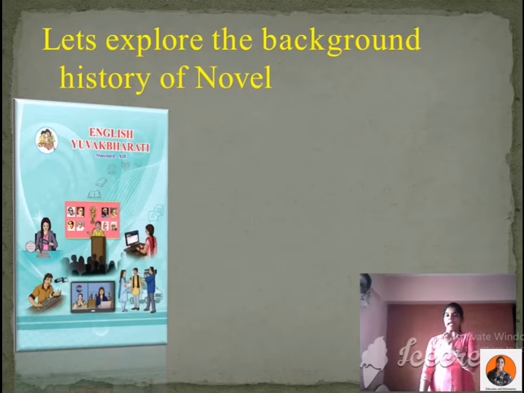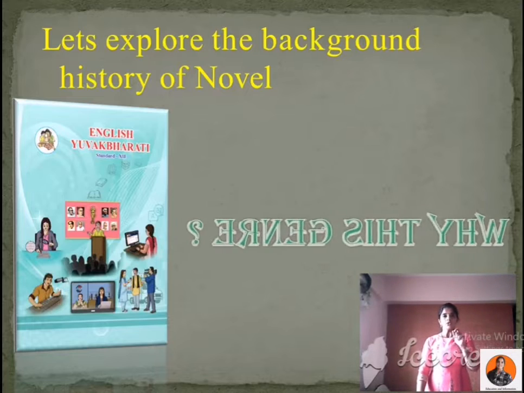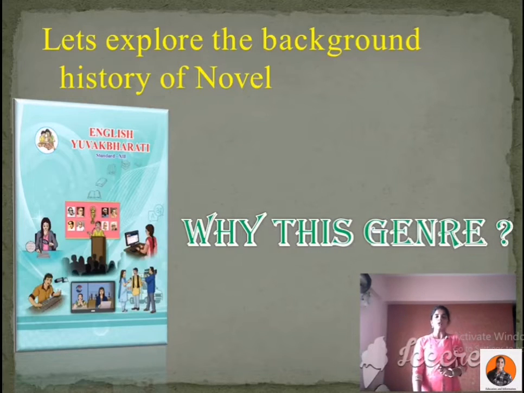Let's explore the background of the novel. What does background mean? Background is what we call the history of the novel. In this course book, the novel is treated as a genre. Let's explore the background history of the novel. What is background? It is called history. Okay. And the section 4.1. Why this genre? Why is the novel called a genre?